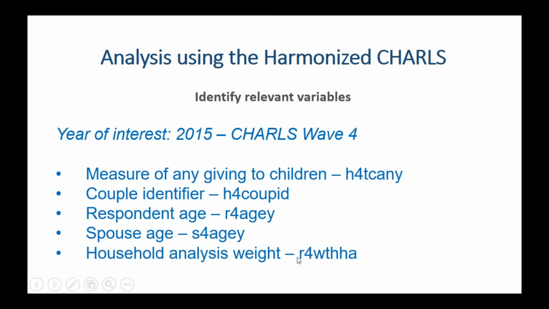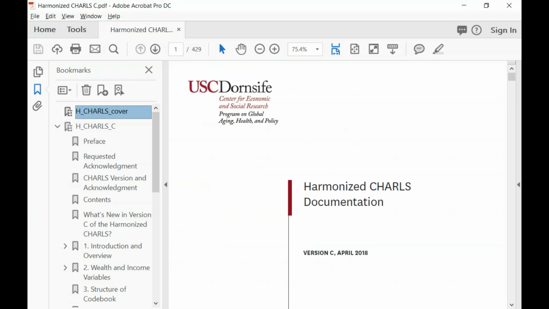And this variable is R4WTHHA, that is the name of it. So if you have downloaded the CHARLS dataset, there's a couple ways for you to find this if you downloaded the data and documentation. I think the easiest way is to use the Harmonized CHARLS codebook. So I will bring that up here.